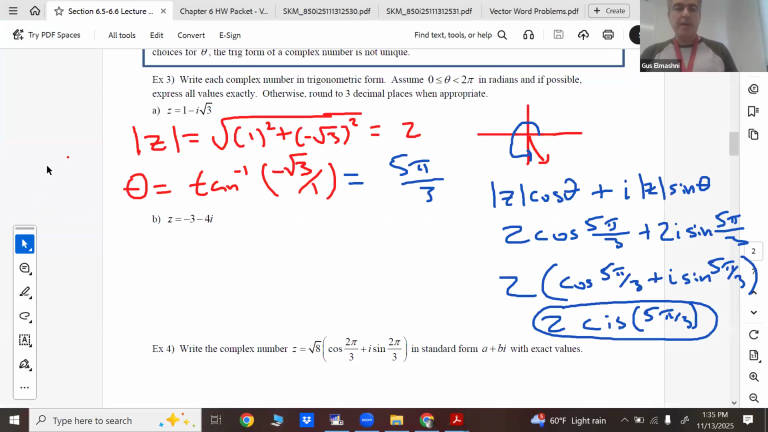So let's look at part B now. For part B, I think we'll go a little faster here. After I have z, what do you think that's going to be? If you have 3 and 4, it's 5, yeah. Let's not beat around the bush here. We know that. And then here you're doing arctangent of -4 over -3.